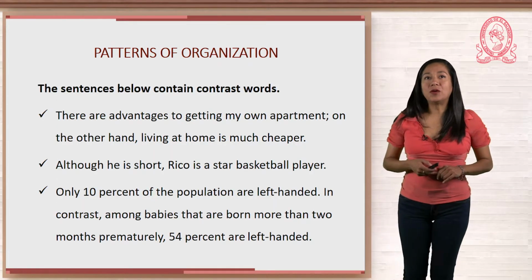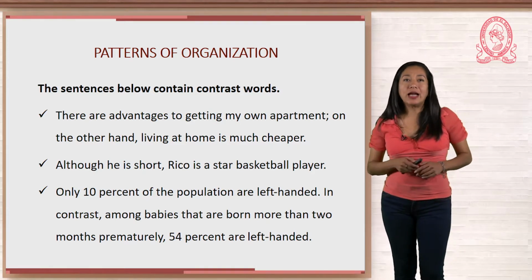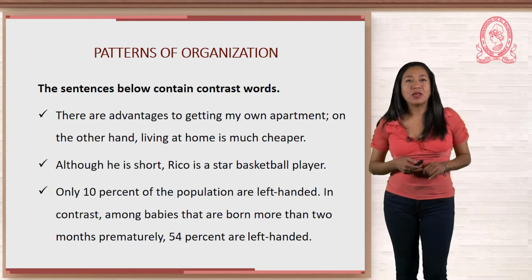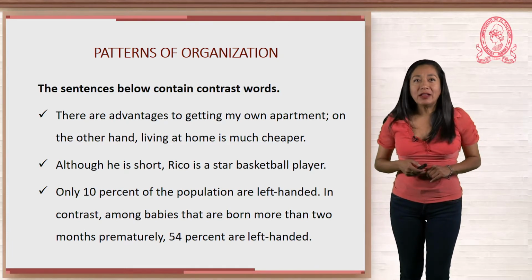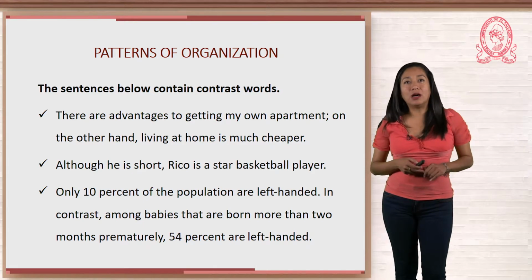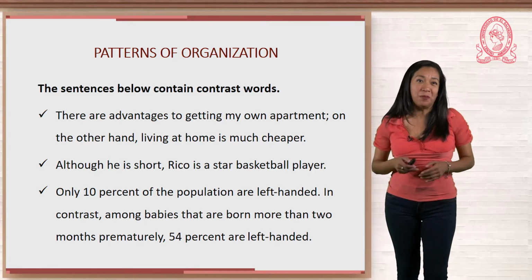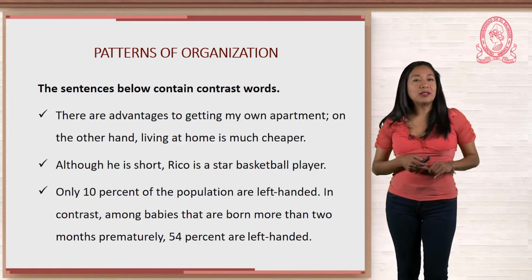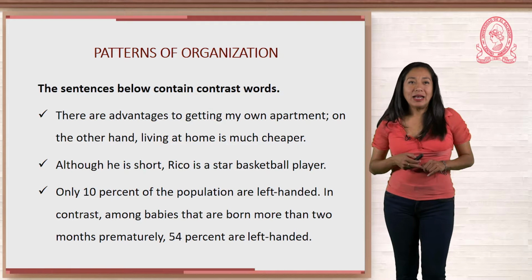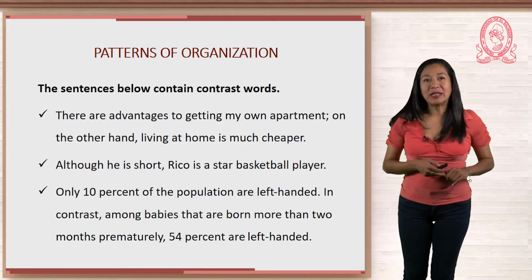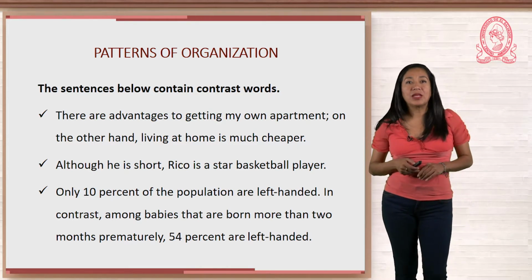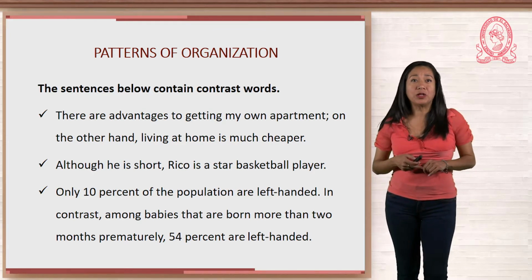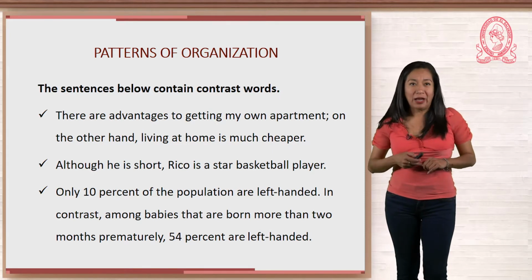The sentences below contain contrast words. Notice how these words signal that one idea is different from another idea. First, there are advantages to getting my own apartment. On the other hand, living at home is much cheaper. Second example, although he is short, Rico is a star basketball player. And last example, only 10% of the population are left-handed. In contrast, among babies that are born more than 2 months prematurely, 54% are left-handed.